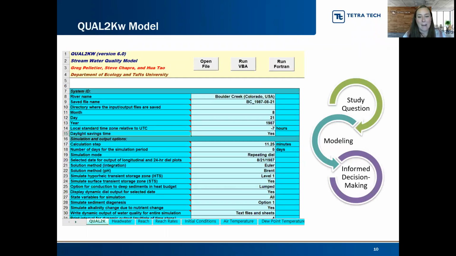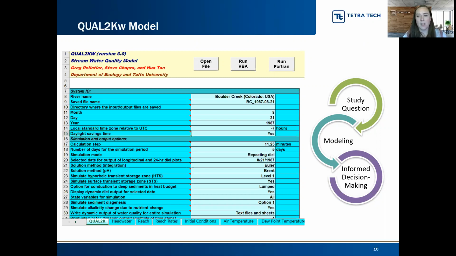Okay, so Qual2K. We've got our study question, we've got our modeling, and our informed decision making. This is just a screenshot to demystify Qual2KW for you. It's an Excel-based tool. It runs Fortran or VBA code in the background that are based on those governing equations, and the inputs are put in through a series of tabs.